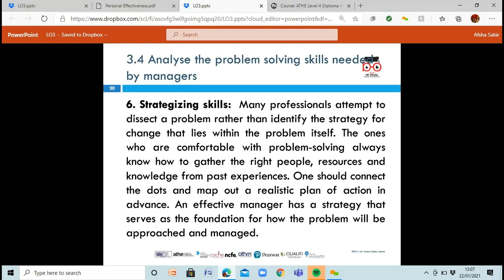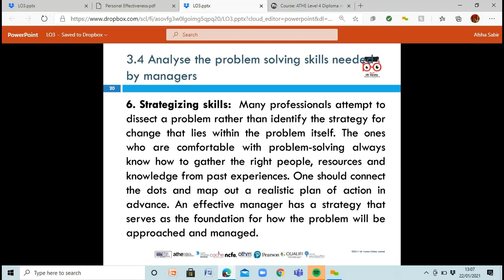And then strategizing skills. Many professionals actually look at dissecting a problem. When I say dissecting, they try and break up a problem. So rather than identifying what the strategy needs to be to change the problem itself, they just look at breaking it up and seeing what it was. It's a good thing to find out why a problem occurred, but you also need to be able to put a strategy in place where you can try and eradicate that problem itself.